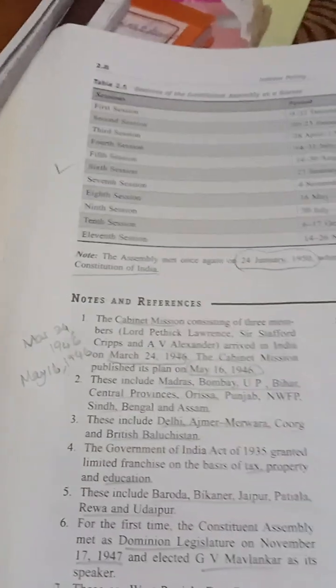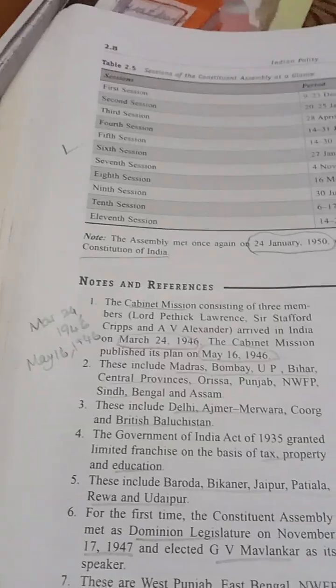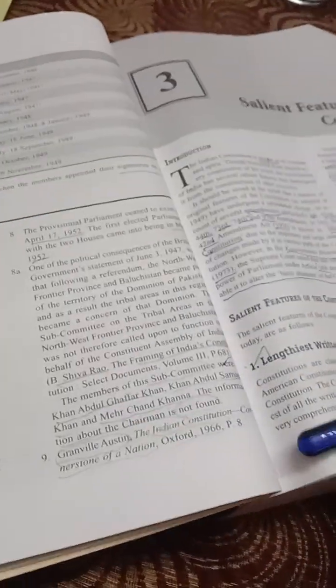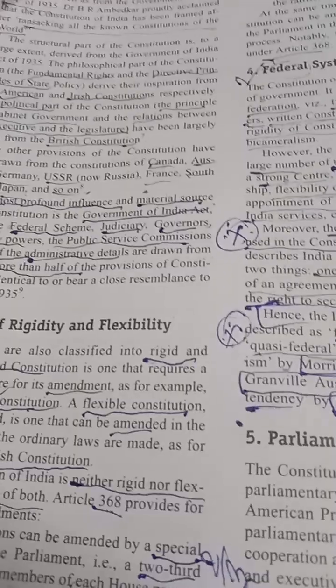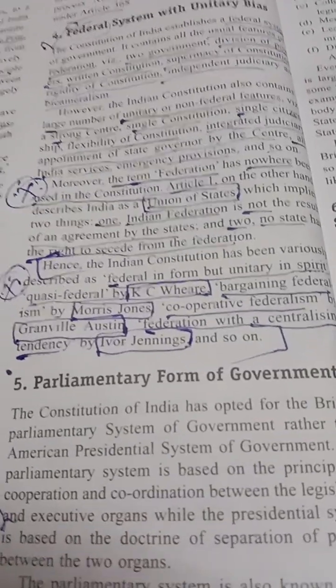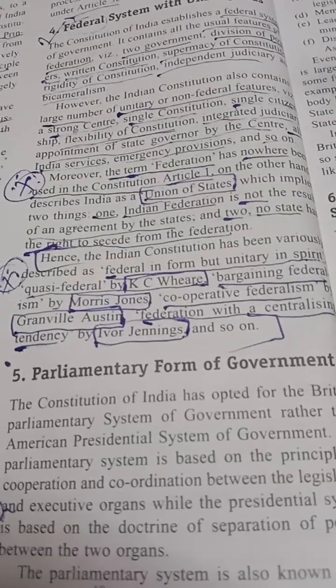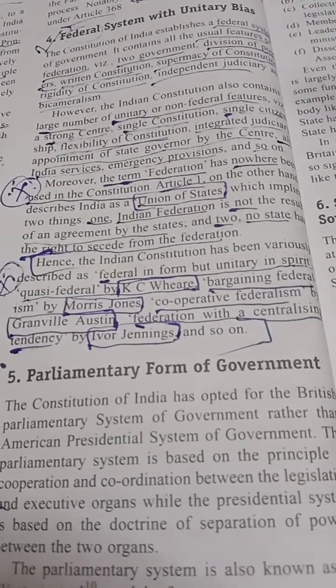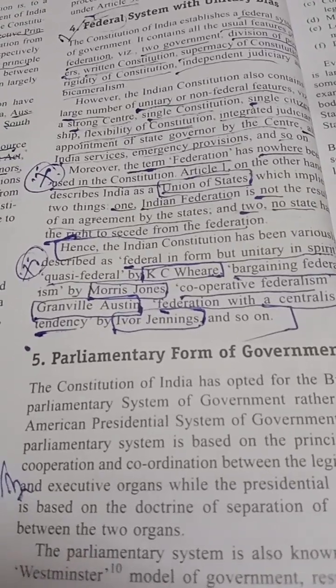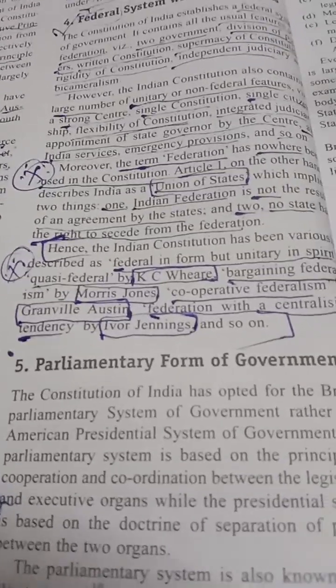Today we importantly noted the federal system. Salient features of the constitution: lengthiest written constitution drawn from various sources. Next, federal system, blend of rigidity and flexibility. This federal system: quasi-federal by K.C. Wheare, bargaining federalism by Morris Jones, cooperative federalism by Granville Austin, federation with a centralization tendency by Ivor Jennings.